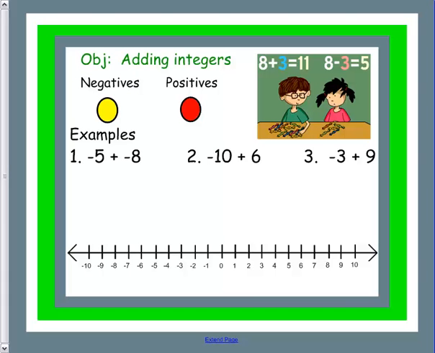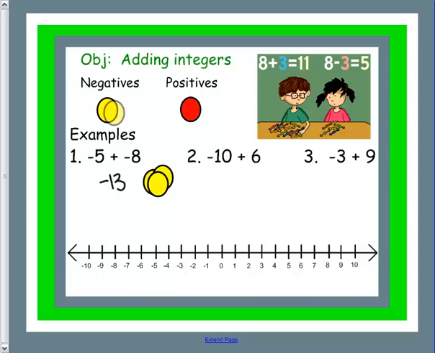Okay, let's look at addition of integers. If I'm adding integers, one way that we can do this is to look at, okay, I've got 5 negatives and 8 negatives. So how many total negatives do I have? I have 13 negatives. It's the same as addition of any other kinds of numbers.